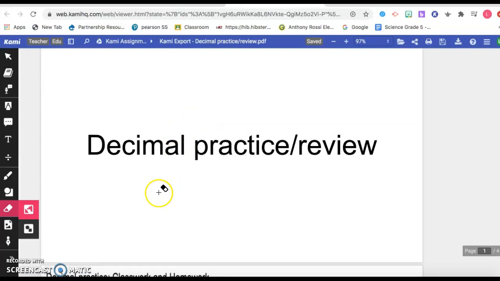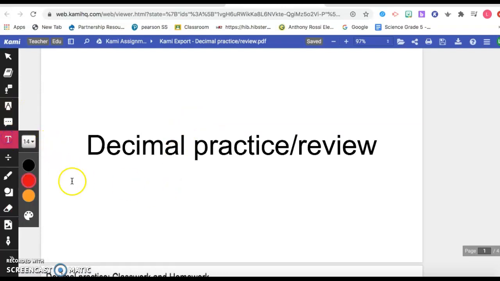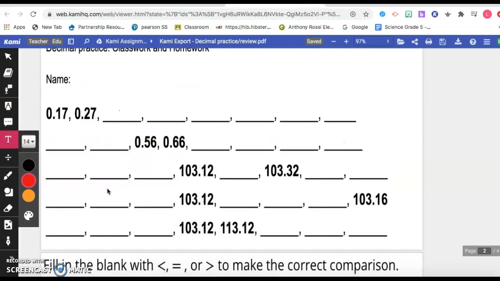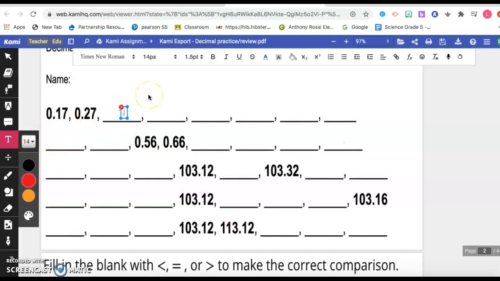This is a decimal review. What we did was we went over how to fill out this chart. You have to find the pattern in each row and fill in the missing numbers. So here you can see we're counting 17 hundredths, 27 hundredths. So the next one would be 37 hundredths, 0.37.